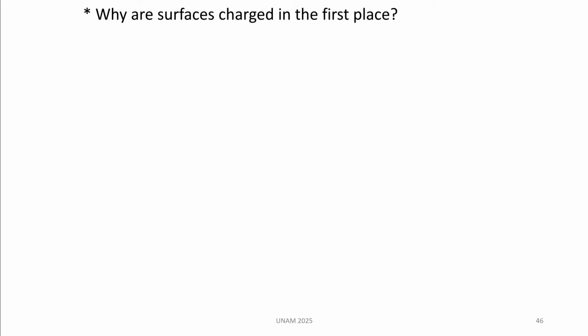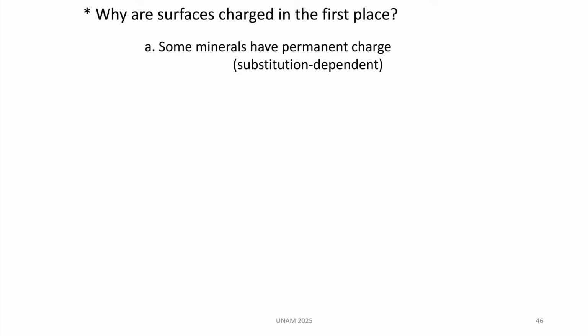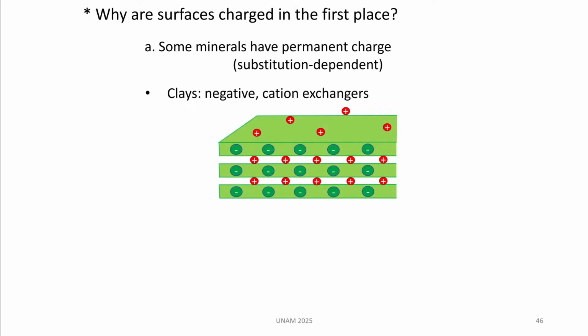Okay, and here, why are the surfaces charged? Here, I will reproduce some of the slides that we have seen a couple of minutes ago. Now we can understand why the clays are negatively charged, for example. You remember, I showed you the structure. I said, if you have substitution of Si4+ by Al3+, there will result a permanent charge located on the structure of the layers.